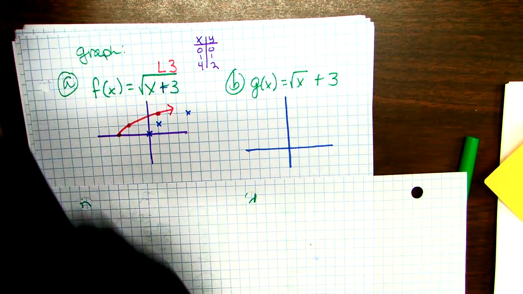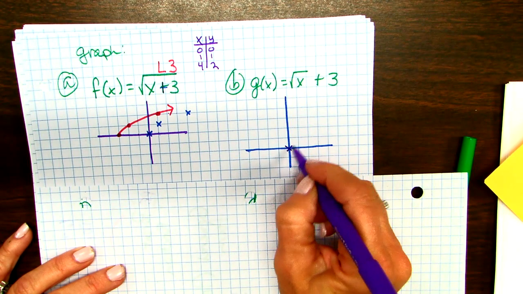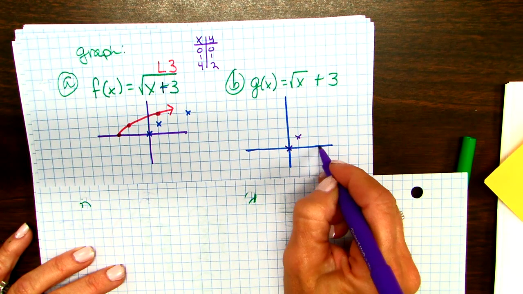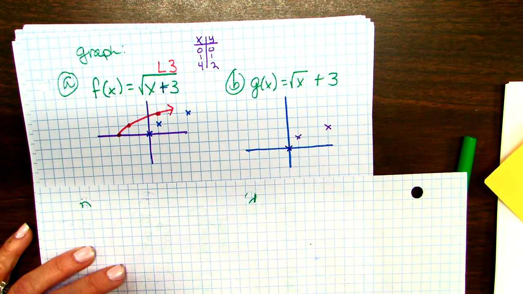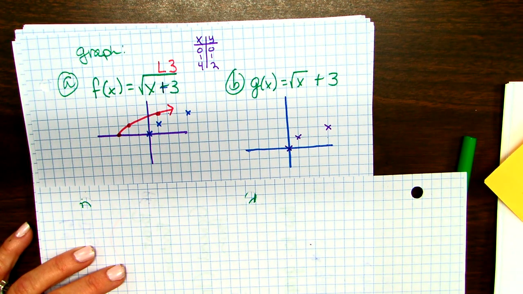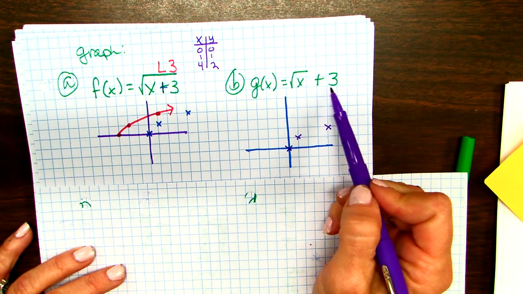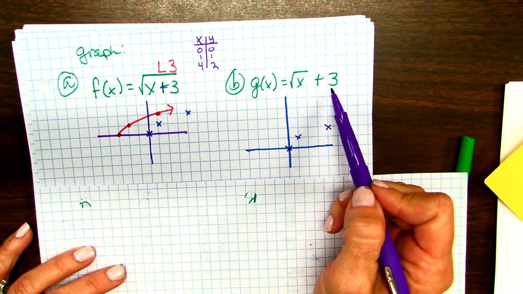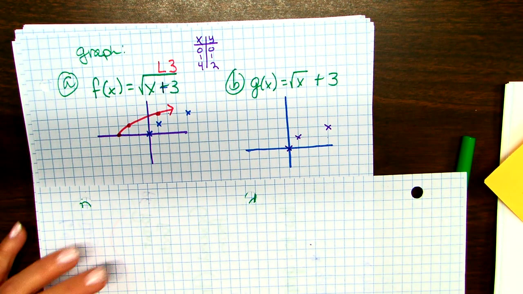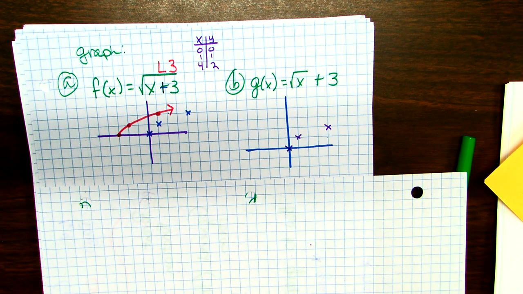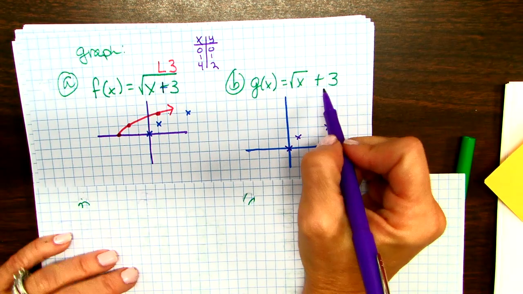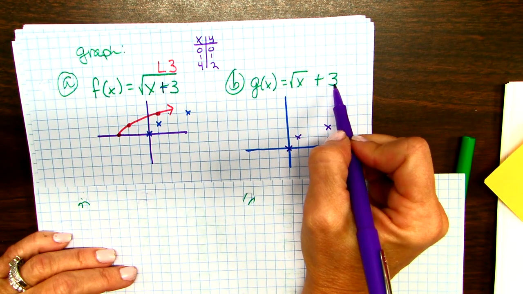Always start with (0,0), (1,1), (4,2). Always. Make X's, leave them. Then look at your given function. This +3, notice it's not under the radical. It's all the way to the right. That's your vertical movement, or up or down. What direction is +3 going to take us?